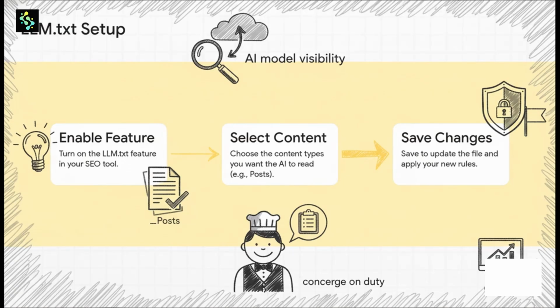And getting this set up, it's actually incredibly simple, especially if you're using a tool like Rank Math. It's really just a three-step process. First, you just flip on the llm.txt feature. Second, you choose exactly which content you want to highlight for the AI. In this case, maybe it's just your posts. And third, you hit save. That's it. The file's updated, and your new AI concierge is officially on duty.